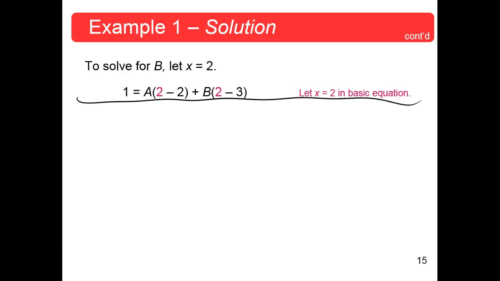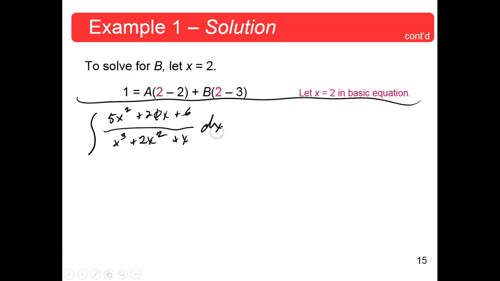This one, a much hairier looking problem. Let's see what we've got here. We've got the integral of 5x squared plus 20x plus 6 over x cubed plus 2x squared plus x dx.